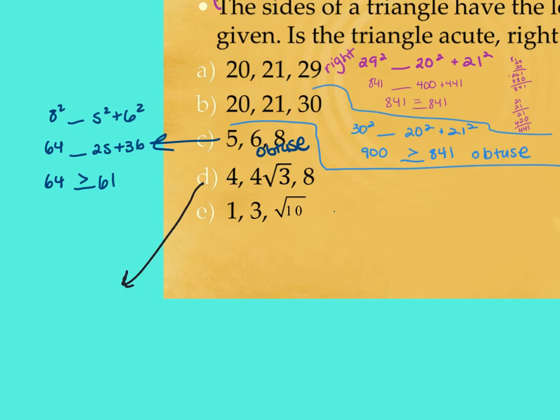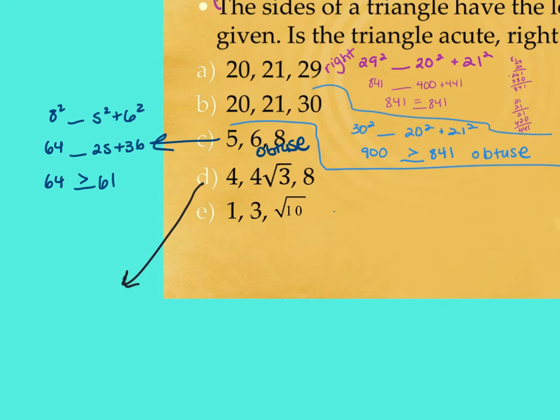Okay, then I get to D. So before I even get to figuring out what kind it is, I have to figure out if it is a triangle. For these, you want to approximate a radical. So root 3 is in between what two perfect squares?